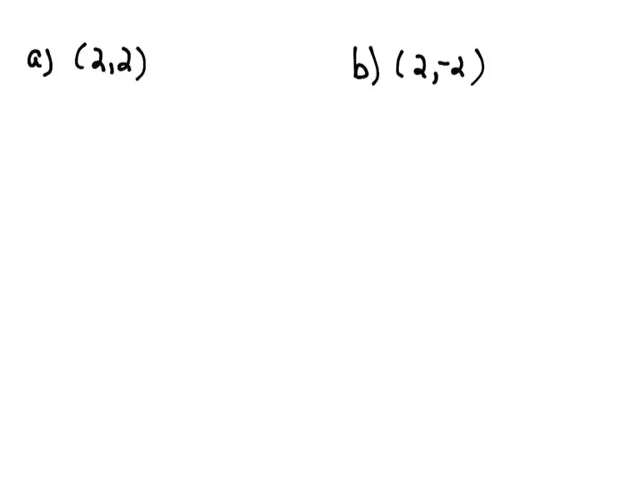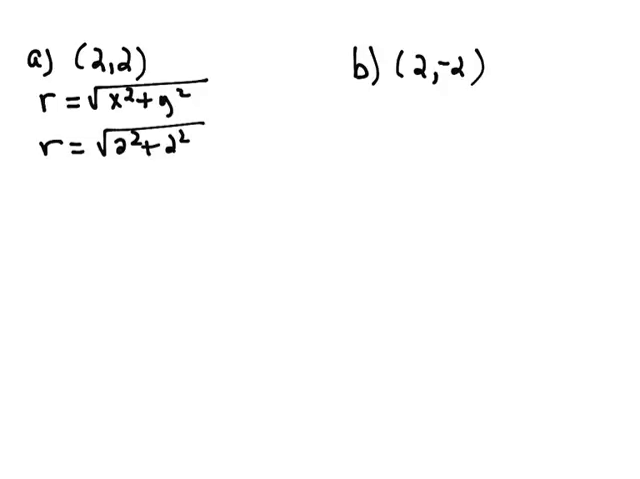We want to take the rectangular coordinates (2, 2) and convert them to polar coordinates. So we're going to use the definition that r is equal to the square root of x squared plus y squared. So r, in this case, is going to be the square root of 2 squared plus 2 squared, which is the square root of 8, which is 2 square roots of 2.